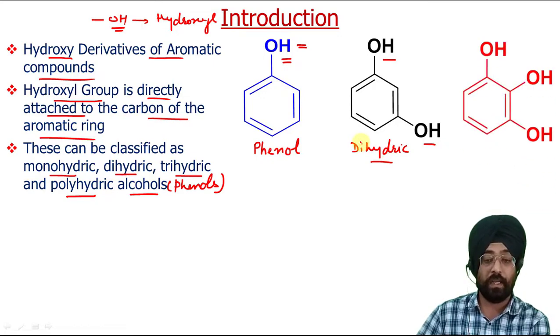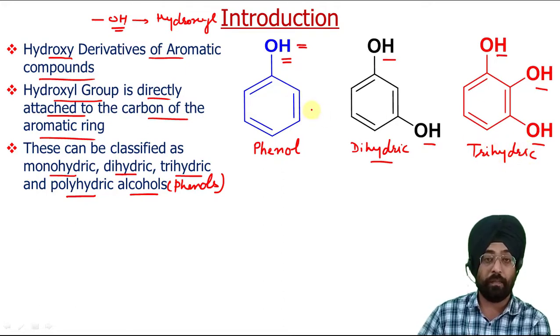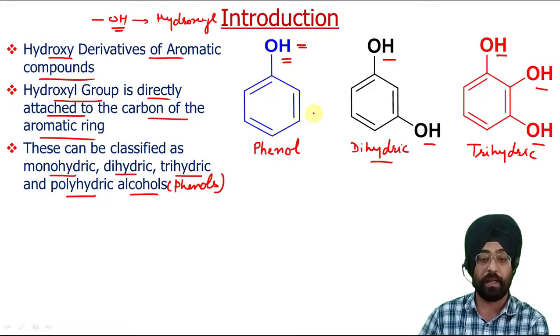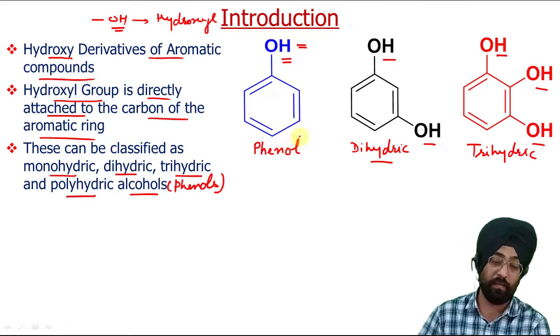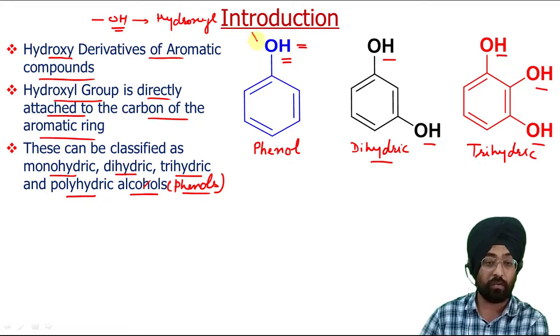Similarly, this has three OH groups. You can see 1, 2, 3 OH groups per molecule, so this is a trihydric phenol. Similar to alcohols, depending upon the number of OH groups per molecule, they can be classified as monohydric, dihydric, and trihydric or polyhydric. If we have more than 3 OH groups per molecule, then these will be called polyhydric phenols, not alcohols. So what are phenols? A hydroxyl group directly attached to an aromatic ring.